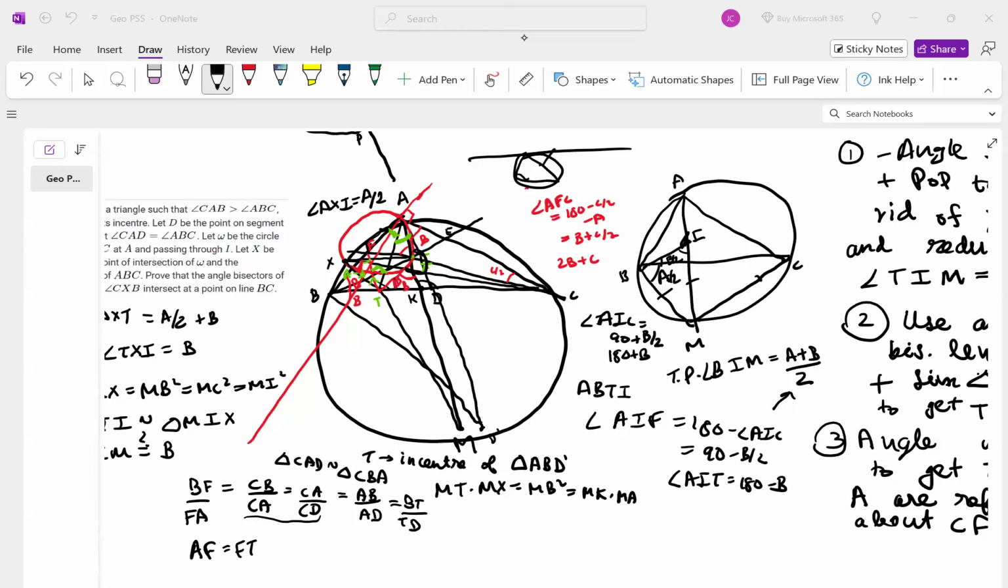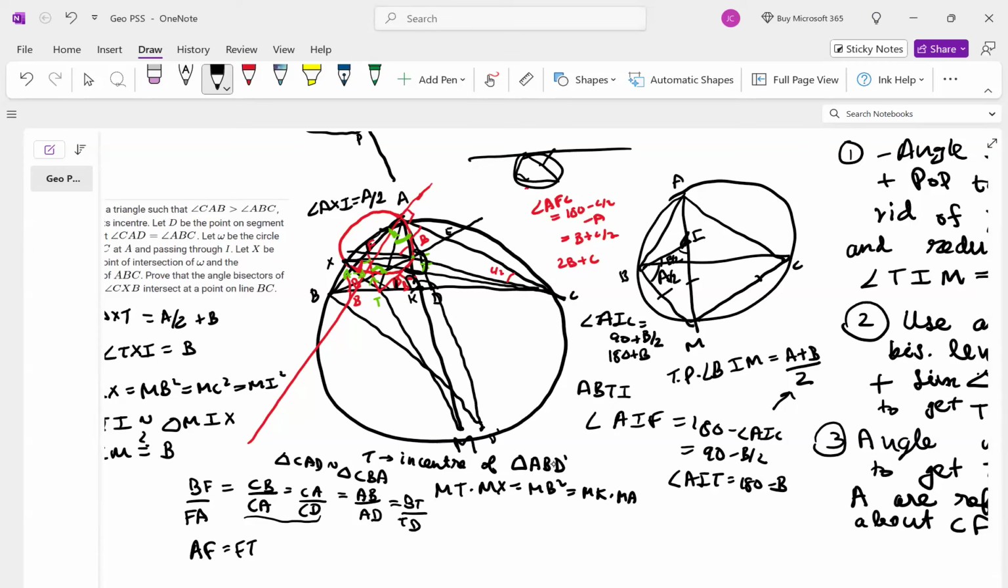And so we're done. I'll just go over the last part once more. We wanted to prove TI is tangent, which is equivalent to AITB cyclic. We found AIC, so we can find AIF, and that's just half of AIT, so we can find AIT, and that turns out to be 180 minus B. So we can show that AITB is cyclic, therefore this angle is B.